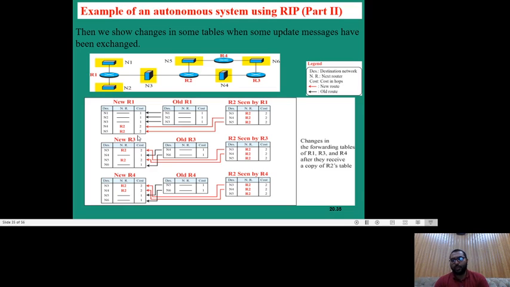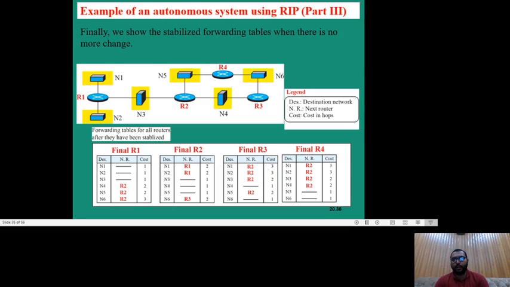The hop count will be 2, or in other words the cost will be 2, because two routers, R2 and R1, are involved in between. Similarly, R3 will be updated once R2 is seen by R3, and R2 is also seen by R4, so R4 will update its entry in the table. So that's how the table will be developed, and at the end you can see the final ones. By final, I mean all the network information is updated in the routing table.